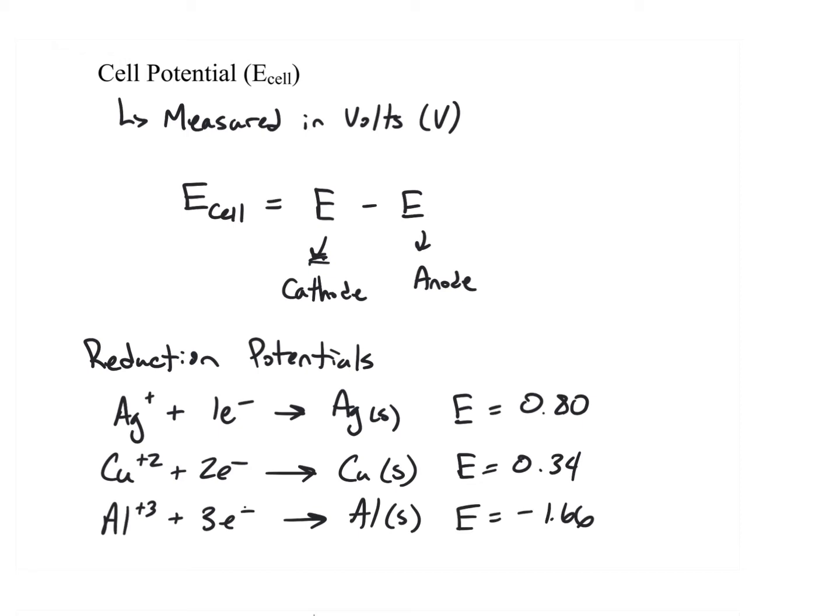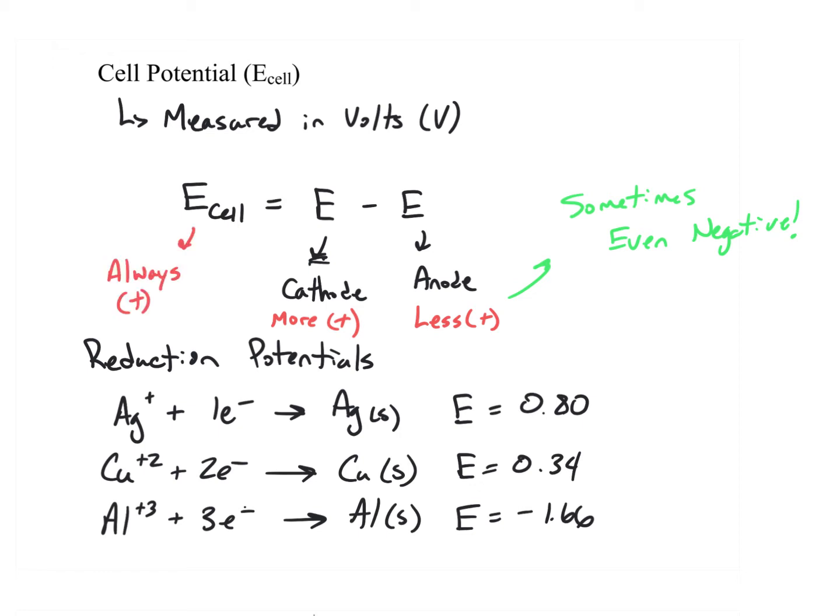Now these numbers can be used to calculate the cell potential. The formula for calculating cell potential is to take the electrical potential at the cathode, which is the more positive number, and subtract from it the electrical potential at the anode, which is the less positive number. Because when you subtract these two numbers, the resulting cell potential, that is the overall electrical output of that cell, should always be a positive number.